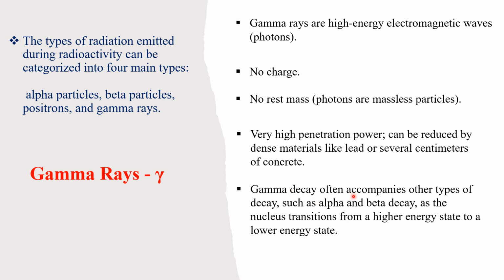Gamma decay often accompanies other types of decay. The reason is that gamma decay involves no mass change or charge change in a nuclear reaction. Therefore, it is always accompanied by other types of emissions: alpha, beta, or positron emissions. Let's discuss the alpha, beta, positron, and gamma emission nuclear equations in part 2 of the presentation.